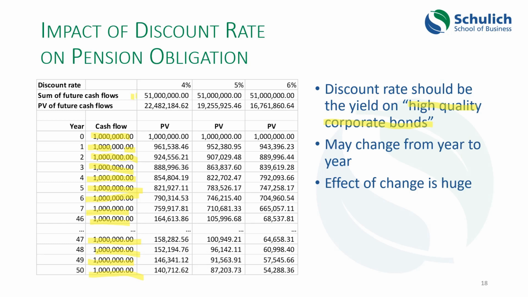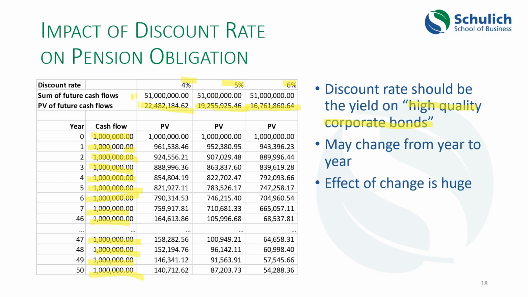The amount that is shown on the balance sheet as a pension obligation is going to depend on the discount rate. So here we've got a discount rate of 4%, and that calculates out to a present value of all those $51 million of future cash flows of $22 million. If the yield increases just 1%, that $22 million present value calculation drops to 19. And if it increases to 6%, it drops even further to 16. So every increase in the discount rate is causing a huge impact on the present value of those future cash flows, even though the cash flows themselves have not changed.